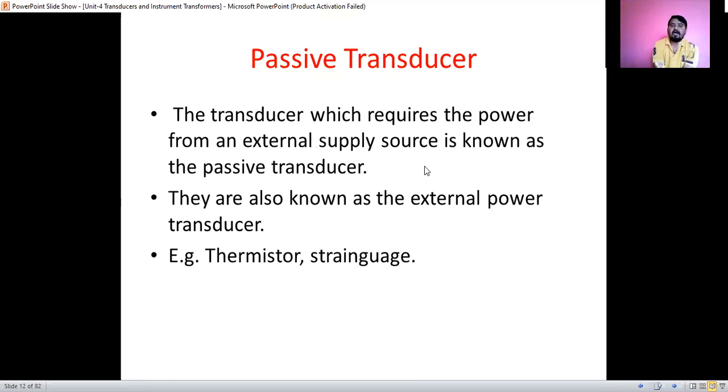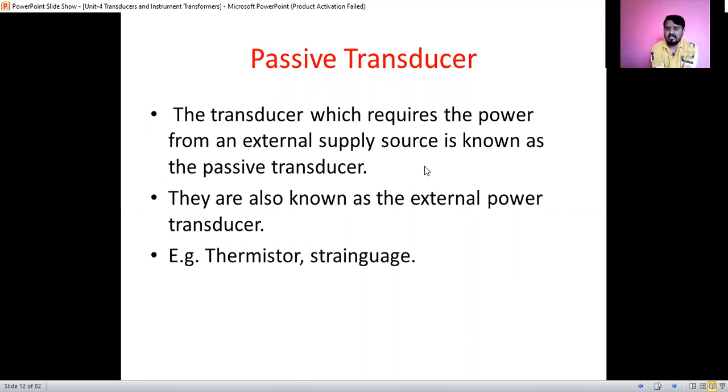Next, we'll discuss the passive transducers. The transducers which require power from an external supply source, where an external power supply is required for that particular device, those types of transducers are called passive transducers. They are also known as external power transducers. They need an external power supply.